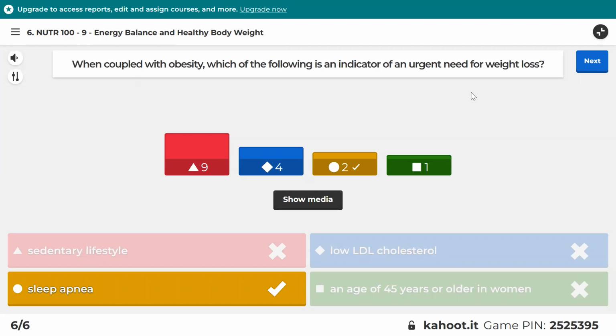Sleep apnea is where people have basically breathing problems while they're sleeping, and so that is a big deal. And in many cases, people who are diagnosed with sleep apnea, the very next thing they're told is, you need to lose some weight, and that might get rid of the problem, because you do want to breathe properly.